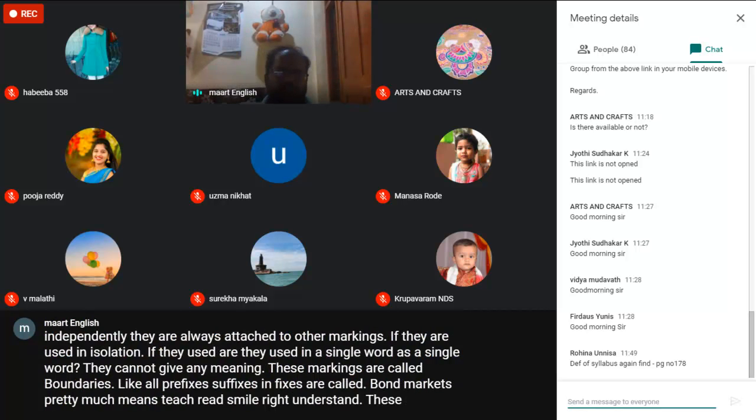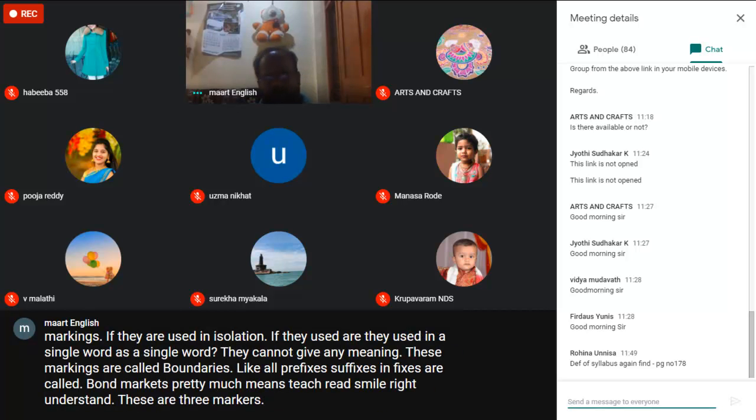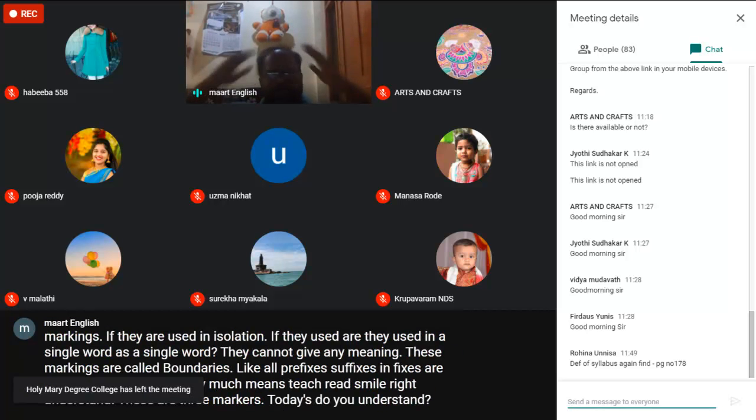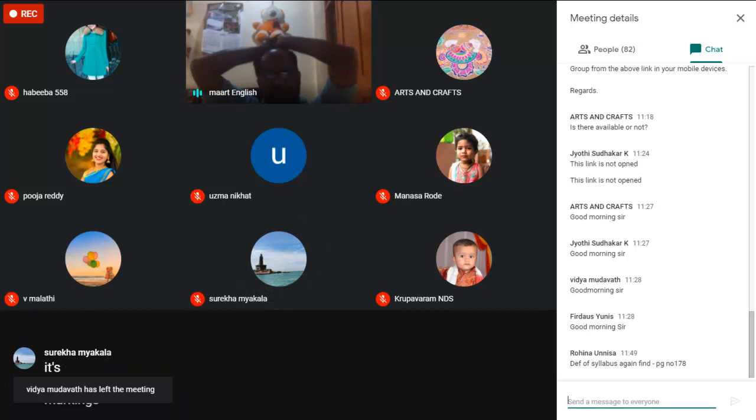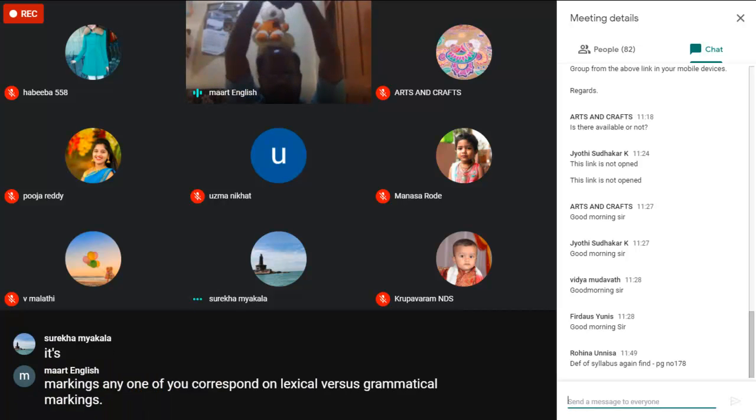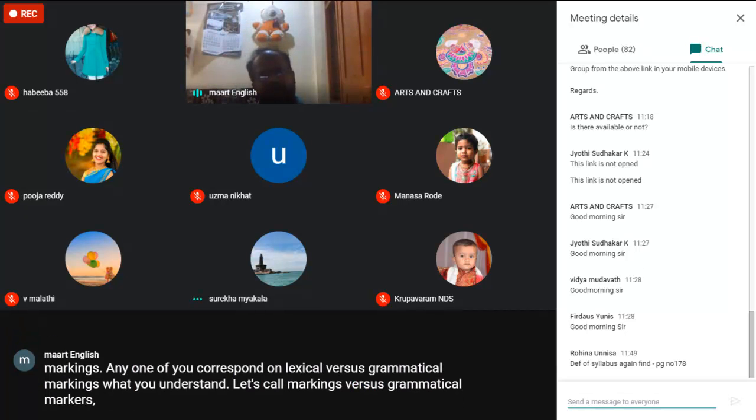These are free morphemes. Students, did you understand lexical versus grammatical morphemes and free versus bound morphemes? Any one of you can respond on lexical versus grammatical morphemes. What do you understand? Please respond. Any one of you.